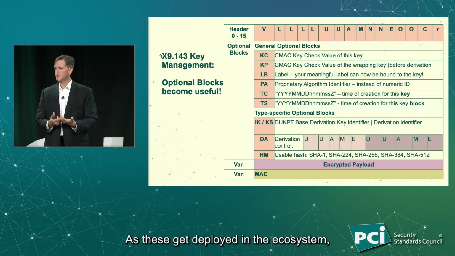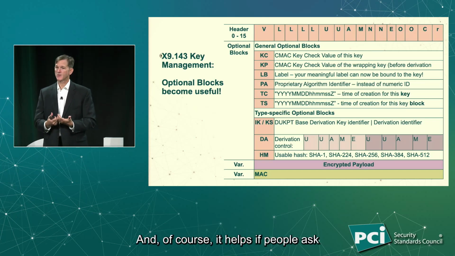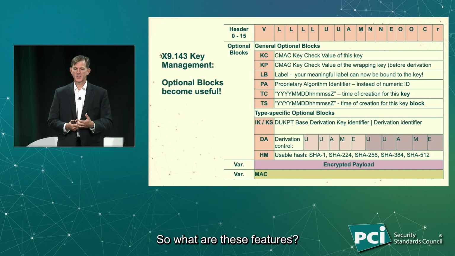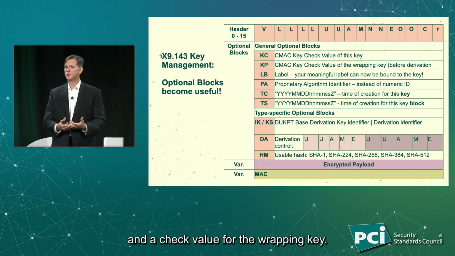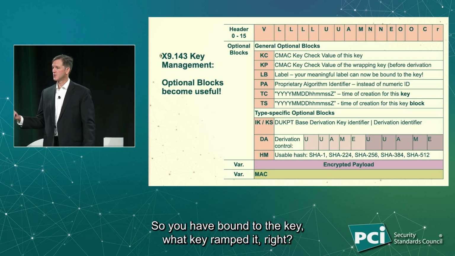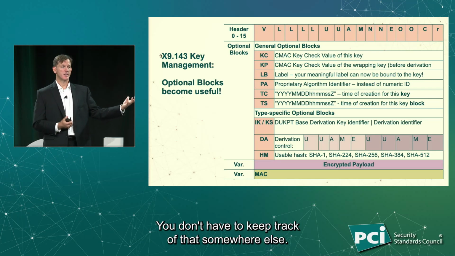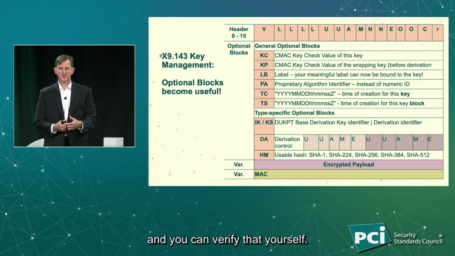Right? As these get deployed in the ecosystem, you can all take advantage of these features. And of course, it helps if people ask for those features of your devices. So what are these features? A key check value for the key itself and a check value for the wrapping key. So you have bound to the key what key wrapped it. You don't have to keep track of that somewhere else. And you have bound to the key what the key should be. And you can verify that yourself.